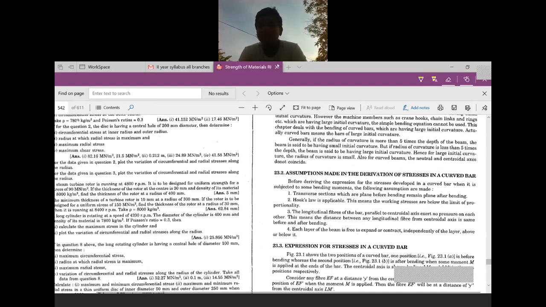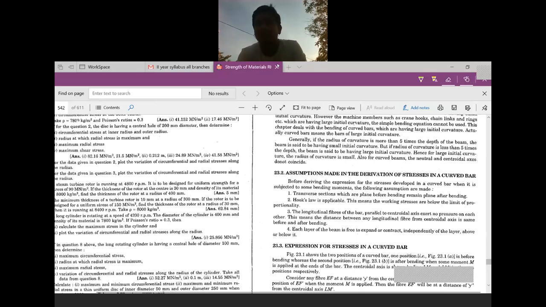One is transverse sections which are plane before bending remain plane after bending. Transverse sections means the stresses along the breadth. Understand? Okay, plane before bending remains plane after bending. Hooke's law is applicable. Hooke's law is nothing but stress is directly proportional to strain within elastic limit. This means the working stresses are below the limit of proportionality.